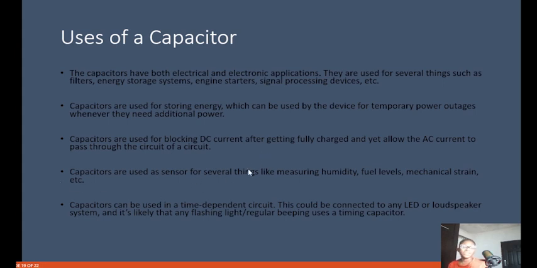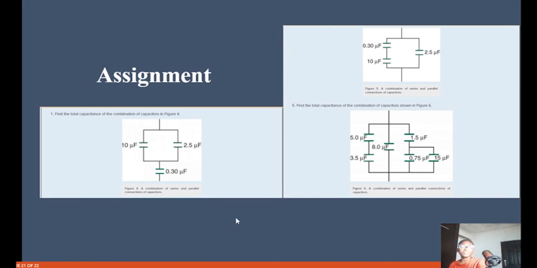Capacitors are used as sensors for several things, like measuring humidity, fuel levels, mechanical strain, etc. Capacitors can also be used in a time-dependent circuit. This could be connected to any LED or loudspeaker system, and it's likely that any flashing light or regular beeping uses a timing capacitor. And this is your assignment.